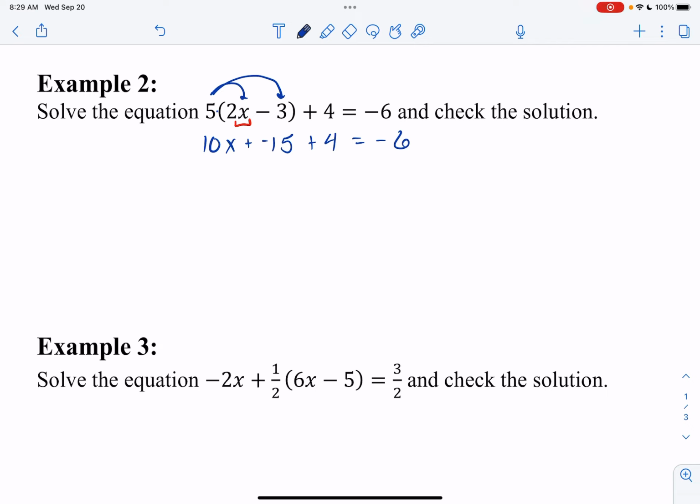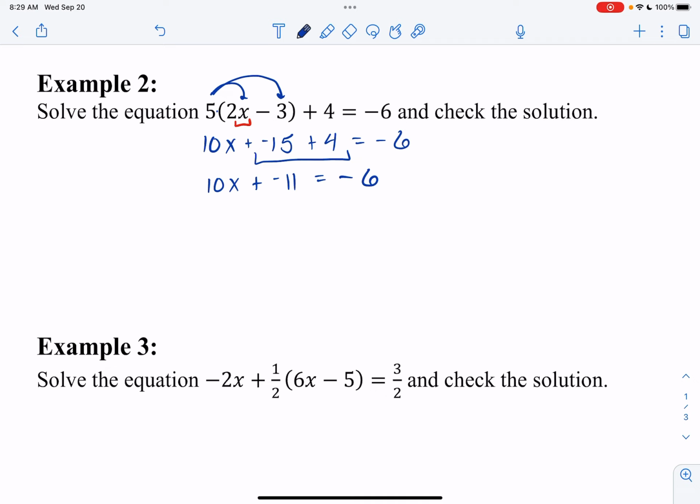So now I want to simplify. Again, we want to get that x term by itself. Here these are like terms. These are both just constants, so I'm going to put together like terms. The first step in many of these is to simplify it down a bit. So negative 15 plus 4 is negative 11, equals negative 6.